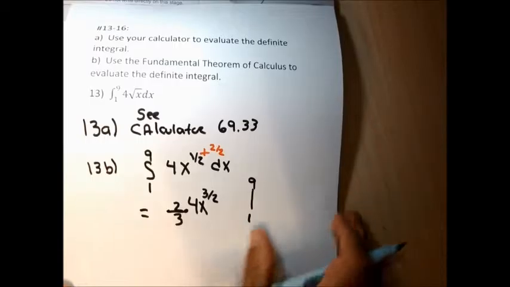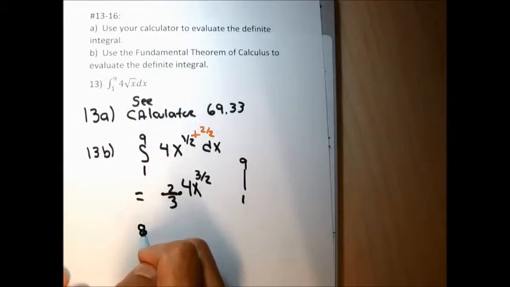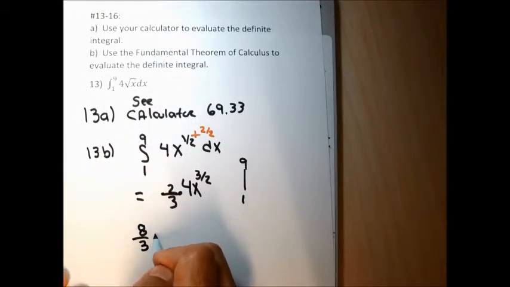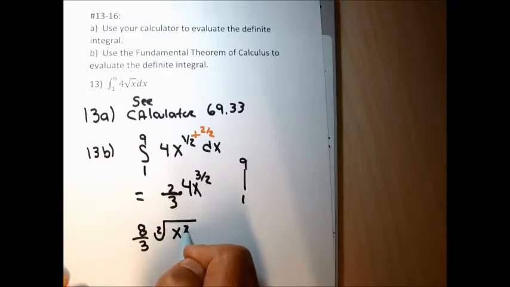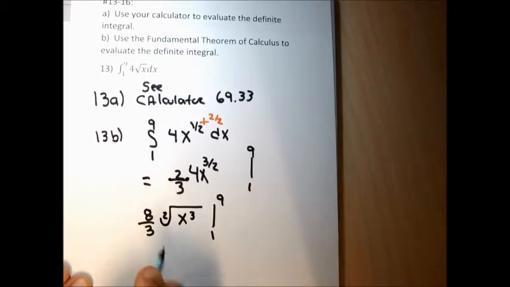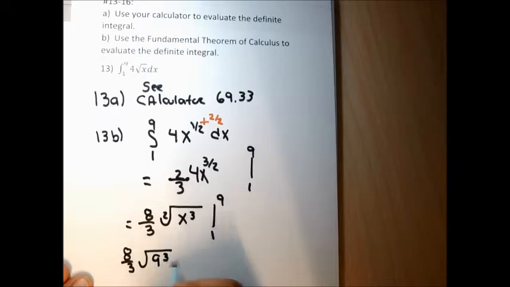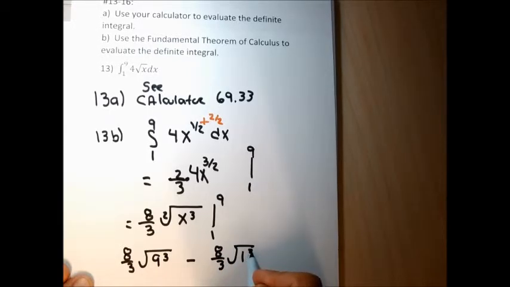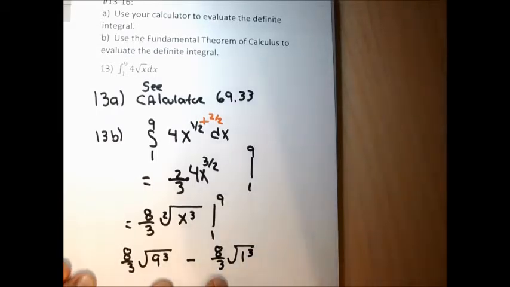So I'm going to make this 8/3. And then instead of x to the 3 halves power, I'm going to make it the square root of x cubed. Evaluate it from 1 to 9. That's a square root. And now I'm going to write 8/3 times the square root of 9 cubed minus 8/3 times the square root of 1 cubed. And eventually I always get to my calculator. And right here I'm going to get to my calculator.